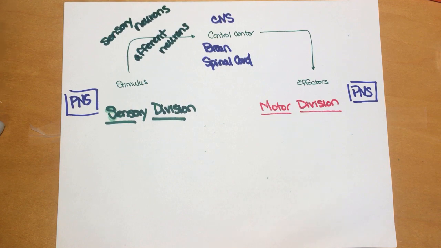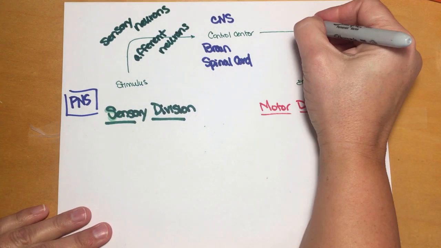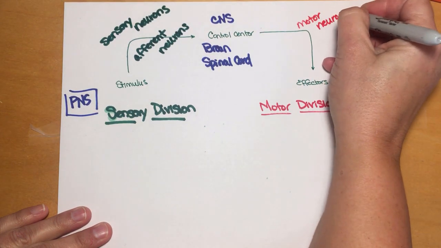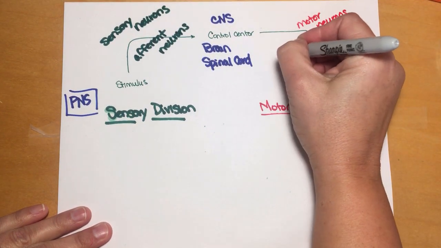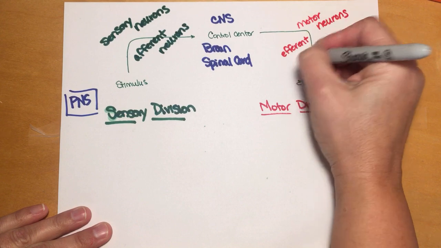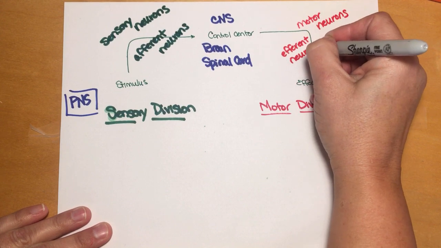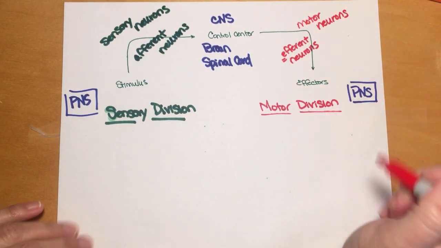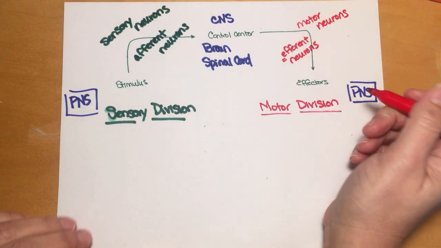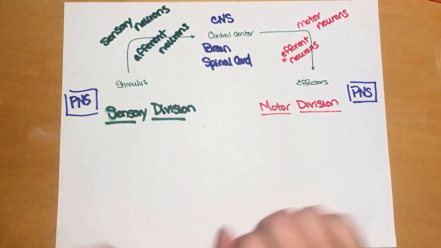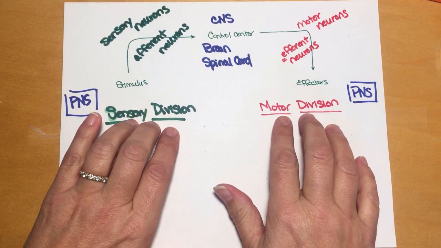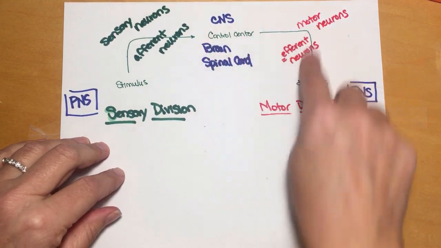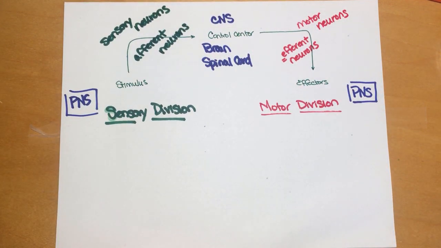And over here, part of the motor division, these are going to be motor neurons. Sometimes people call them efferent neurons. Now, I like to think of E as an exit because it's exiting the CNS and going back to the PNS. However you want to remember it is fine. So we now know the two main divisions of the nervous system and what types of neurons are carrying the signals in and which kind are taking them out.